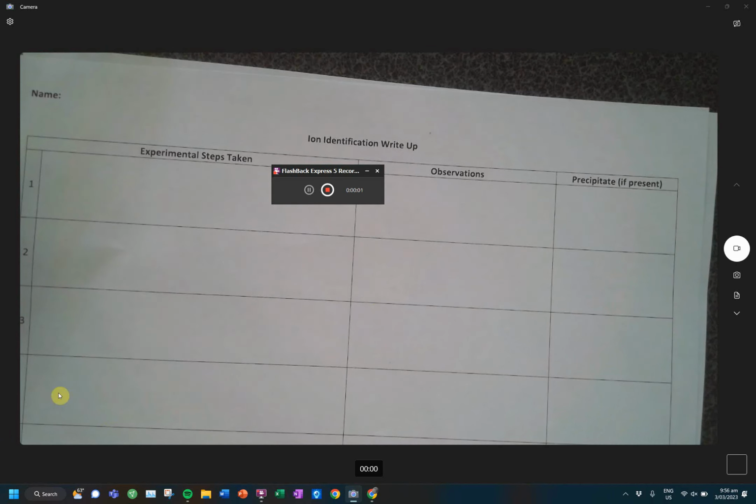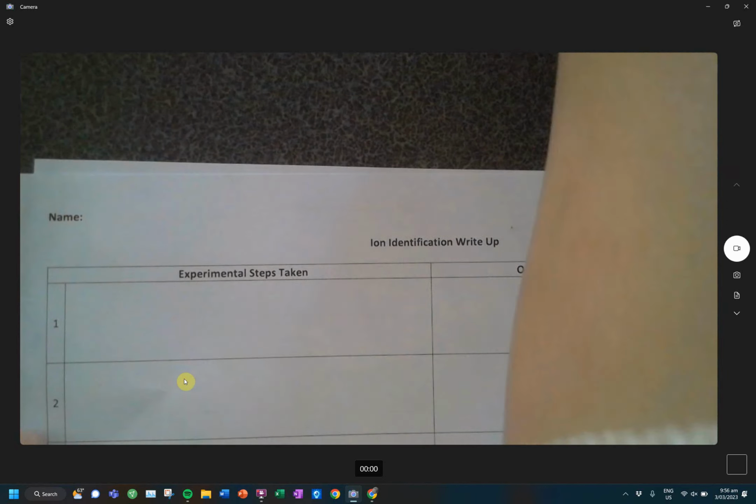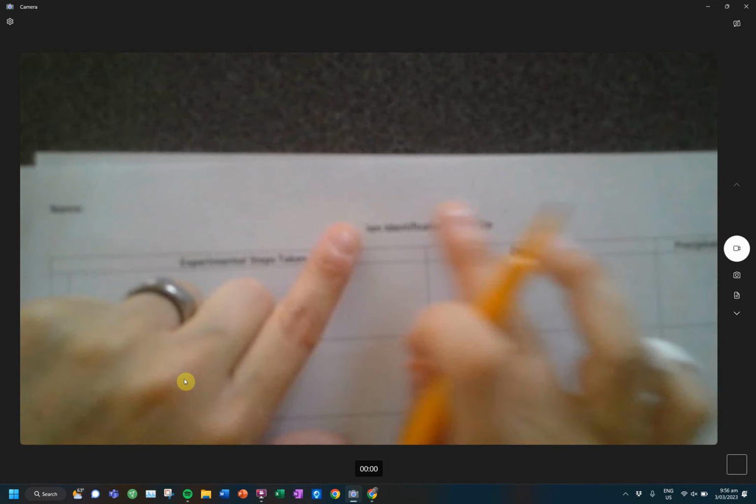Cool. Okay, so before we start, just as a reminder about my color code, if you want to title this as what ion we're doing, you can put it.